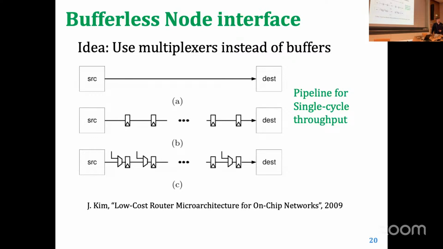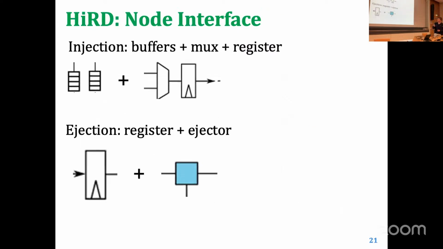And now we'll see that new ideas came into play. In a paper from 2009, they started to think about using something different instead of the buffers. The idea is to use multiplexers combined with registers just to have a single cycle throughput in the communication. But the key idea is that we use multiplexers instead of buffers. So we can decide using a logical circuit if a new flit will come into the network or it will be deflected.